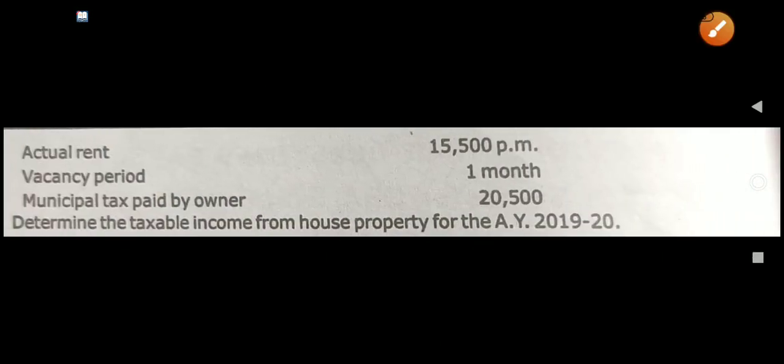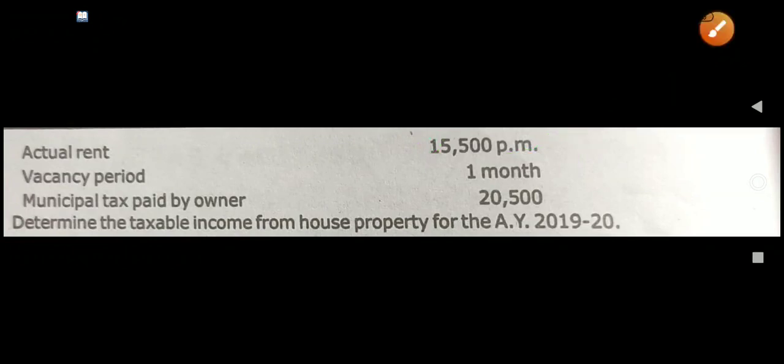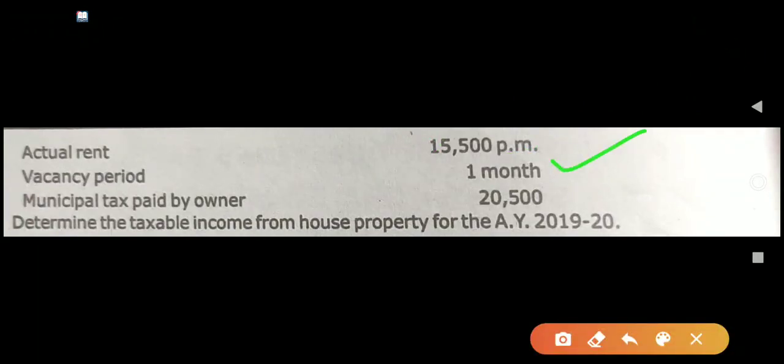Okay, so next, actual rent. So actual rent is 15,500 per month. So you have to multiply these 15,500 into 12, so you will get the amount of annual rent. Okay, and next, vacancy period is 1 month. So the vacancy period loss will be 15,500, because 15,500 per month is the rent. If you multiply with 1, you will get the same amount as the vacancy period loss.